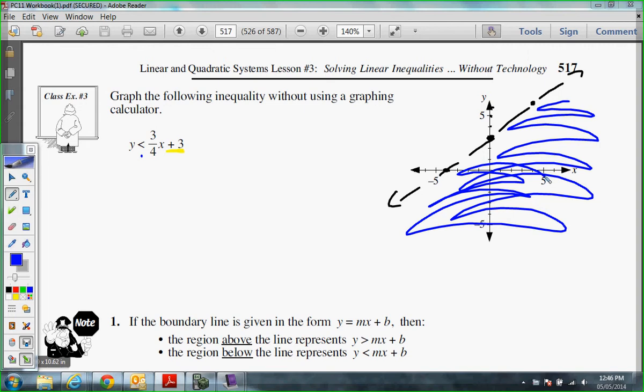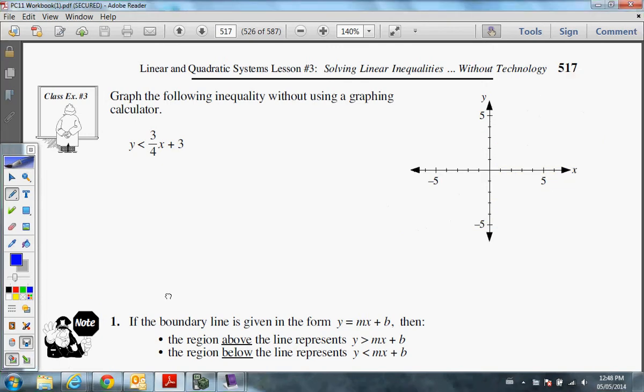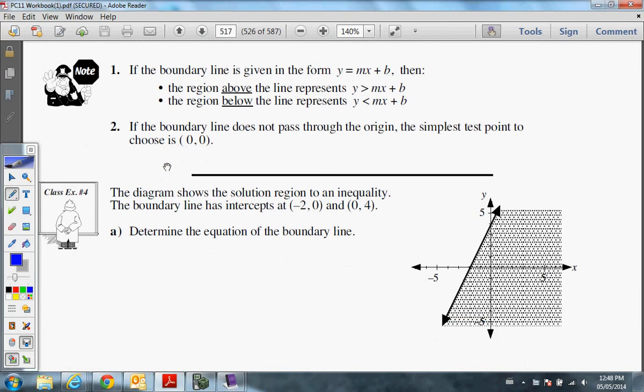Okay, it doesn't have to test the point, so we won't test the point. But again, if the boundary line is given in the form of y equals mx plus b, then above the line represents greater than, below is less than. Now, the reason they're saying if it's in y equals is because if you solve that and have to flip the inequality, you can't just say from the beginning it's going to be below because it could change on you. Okay. All right. And this one here.